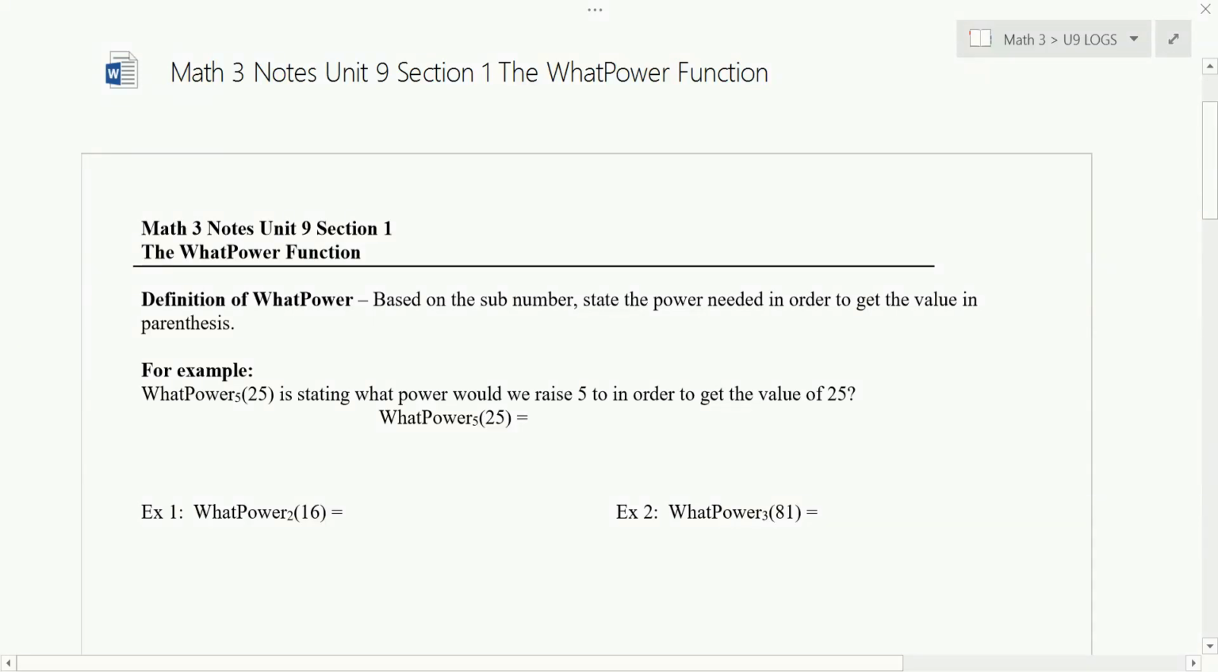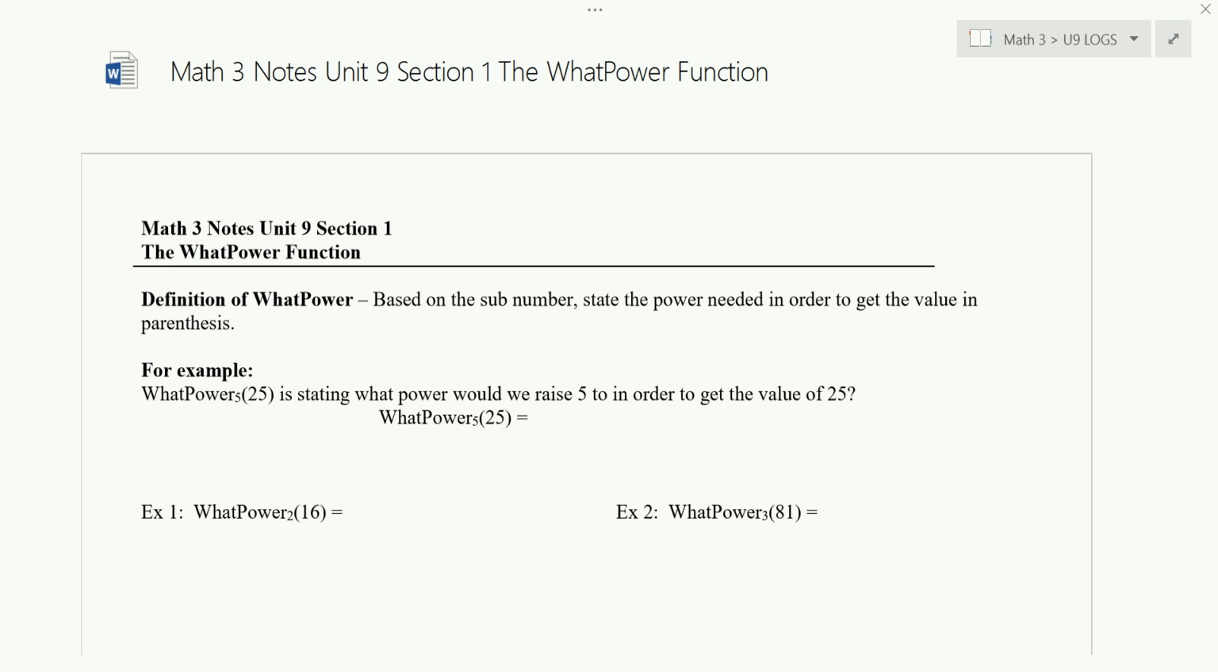Okay, guys, let's take a look at our first section here. So we're going to define for you the "what power" function. Your notes look like this. First page. Okay. So the "what power" function based on the sub number.